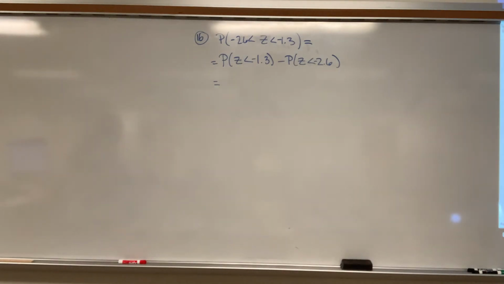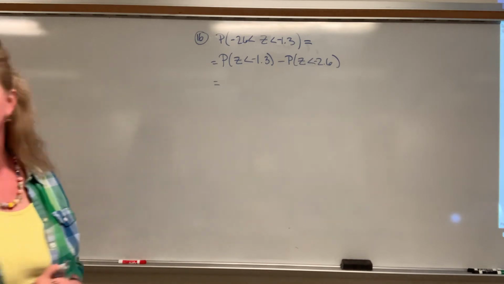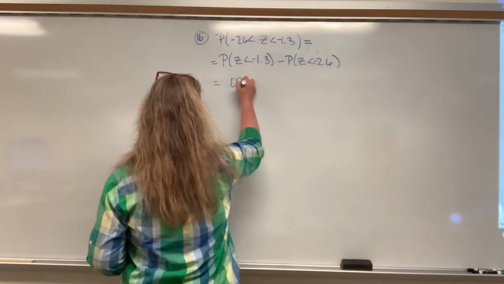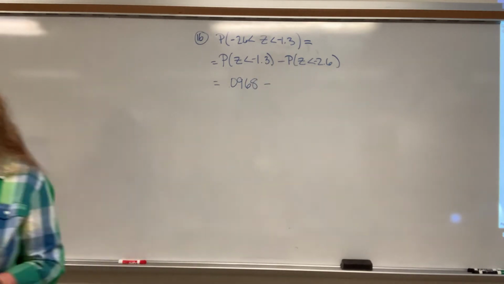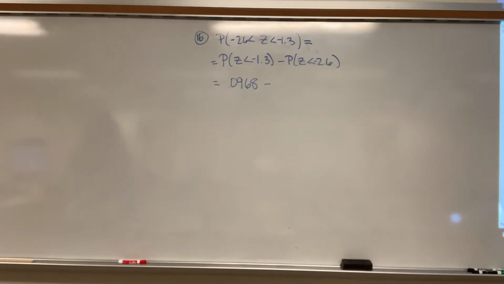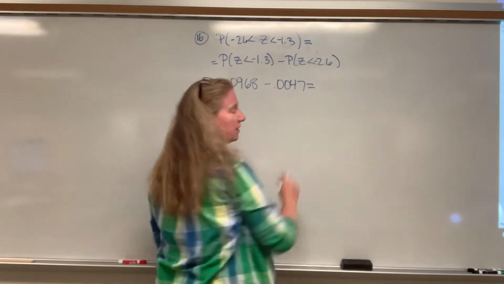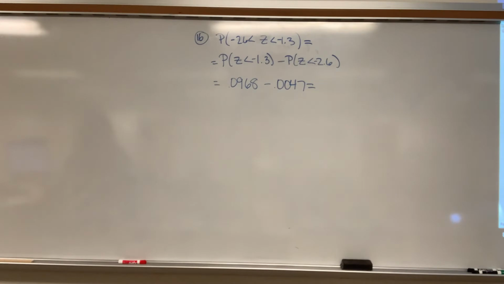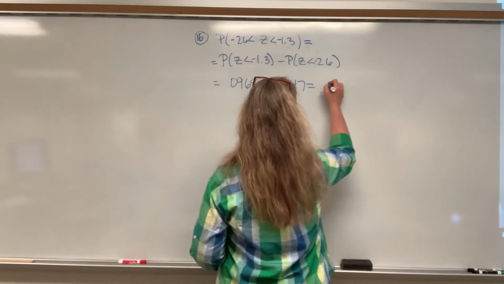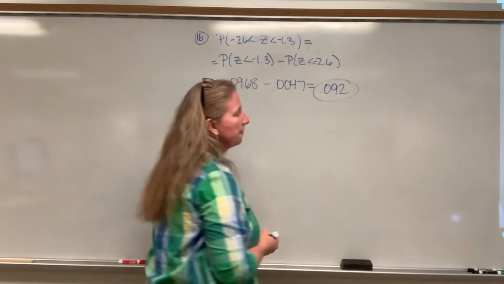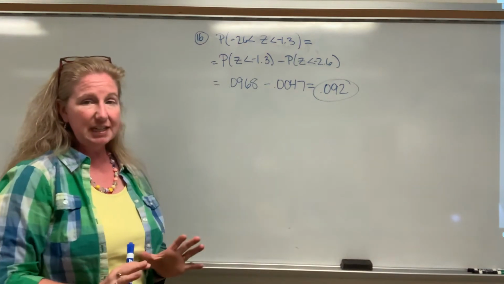Negative 1.3 is 0.0968. Negative 2.6 is 0.0047. And that difference is 0.092. That's your answer. So again, we're just simply finding that z interval.